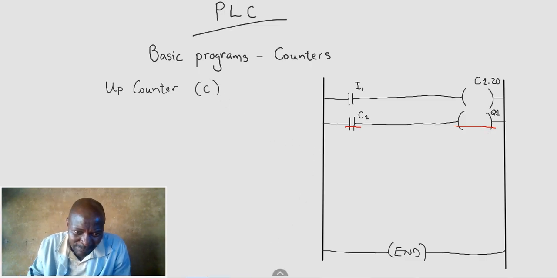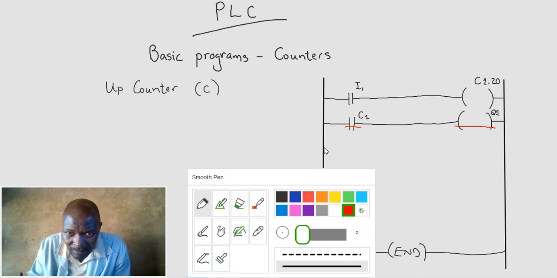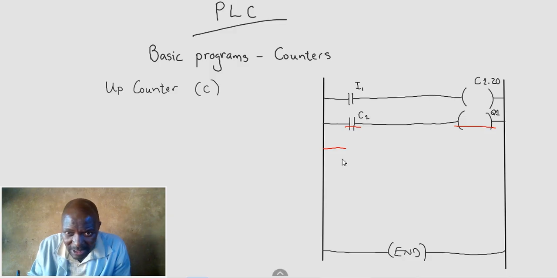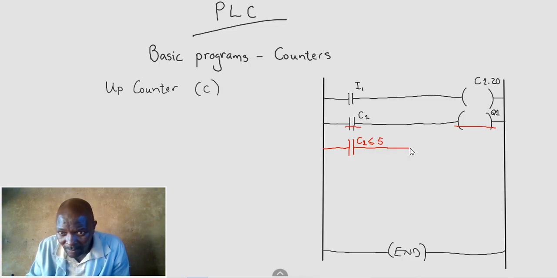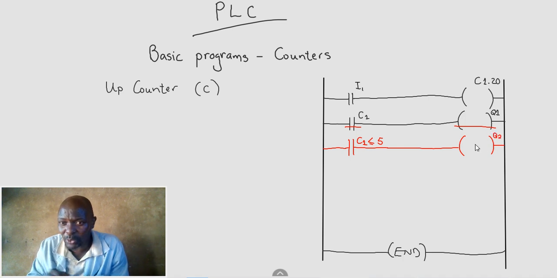Let's suppose I had another input here. This is additional, so I'll use a different color. Let's suppose I have an input here. That input there is driven by what we call a comparator. It's a comparator input, and we say when the count is less than or equal to 5, we want a lamp to tell us 5. When it's less than 5, we want a lamp, let's call that Q2. So Q2 will go on at 5.